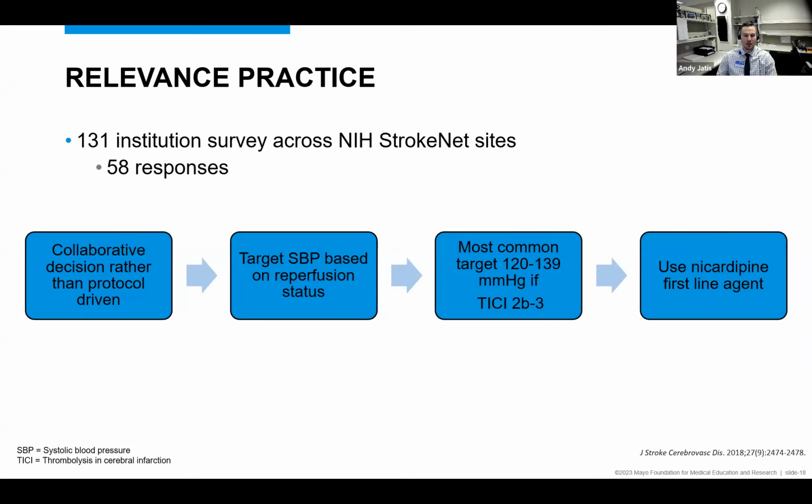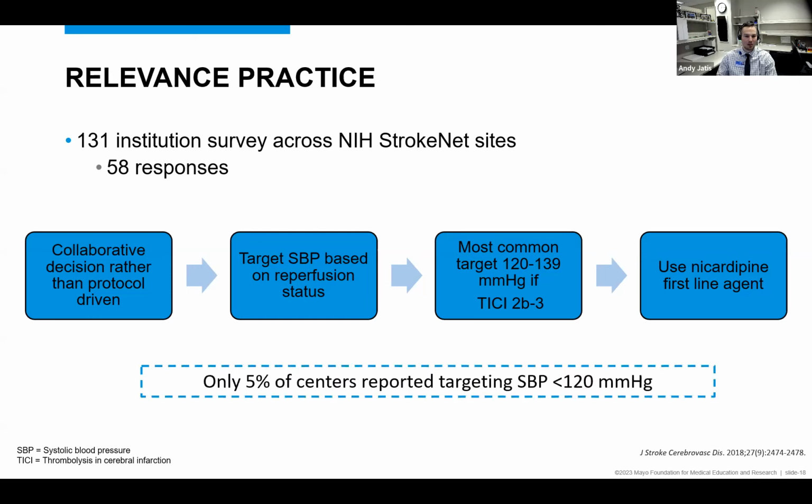And for those that achieved a high degree of reperfusion of 2B through 3, the most common target was 120 to 139 millimeters of mercury. And then lastly, nicardipine, a calcium channel blocker that we're used to utilizing here in North America, was of course the most commonly reported agent used. I think it's interesting that only 5% of centers reported targeting that aggressive systolic blood pressure goal.